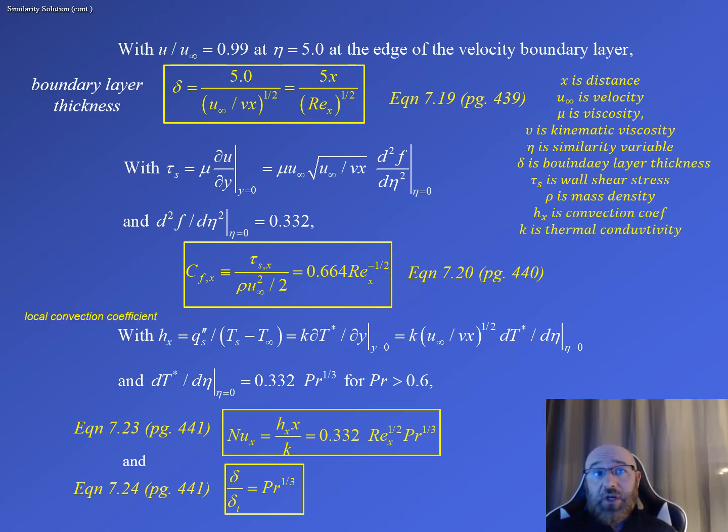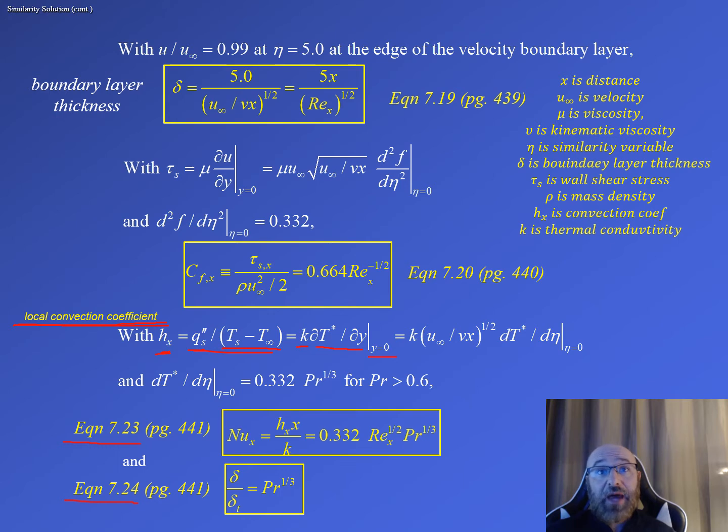Let's take a look at a couple of relationships relative to our local convection coefficient so that we can plug in to get our equations that we see in 7.23 and 7.24 in our textbook. So looking at our local convection coefficient, we have our h of x, which is that local convection coefficient, and this is equal to our heat flux, our q sub s double prime, divided by our temperature difference, our Ts minus T infinity, our surface temperature minus our surrounding temperature. Now this can be reduced down to our thermal conductivity times our partial of our dimensionless temperature with respect to y, evaluated when y is equal to 0.